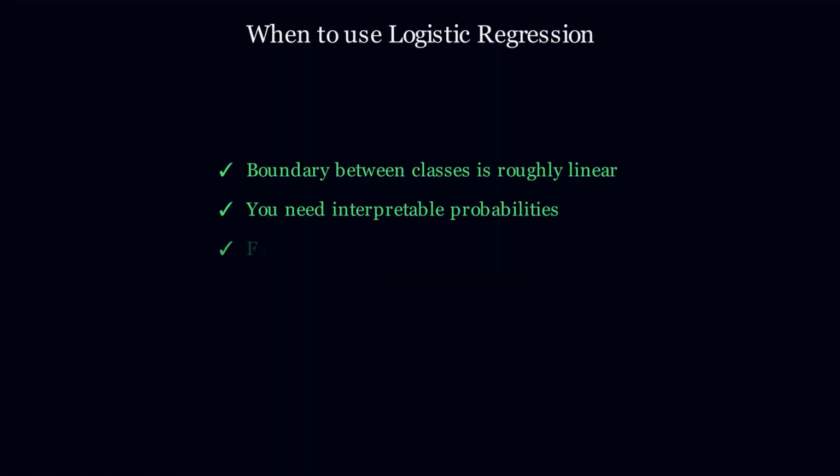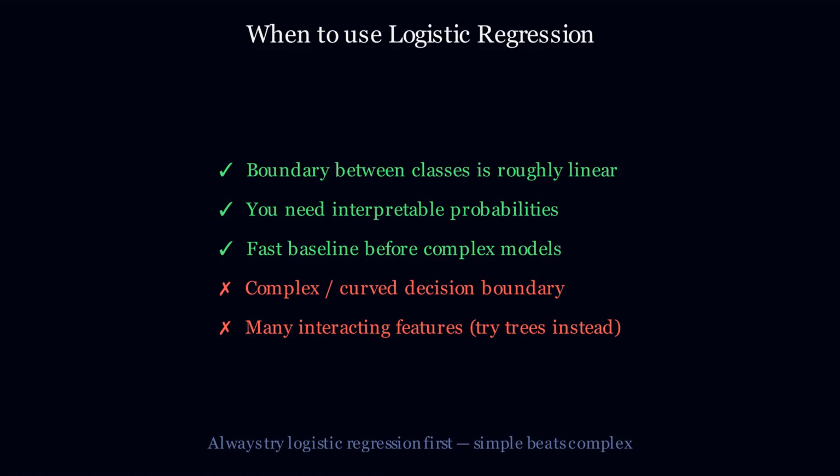Logistic regression is not always the right tool. Here's the map. It works well when the boundary between classes is roughly linear. It's fast, interpretable, and gives you probabilities, not just labels. It struggles when the real boundary is curved or complex. Decision trees handle that better. But as a baseline and for interpretable models, always try logistic regression first.